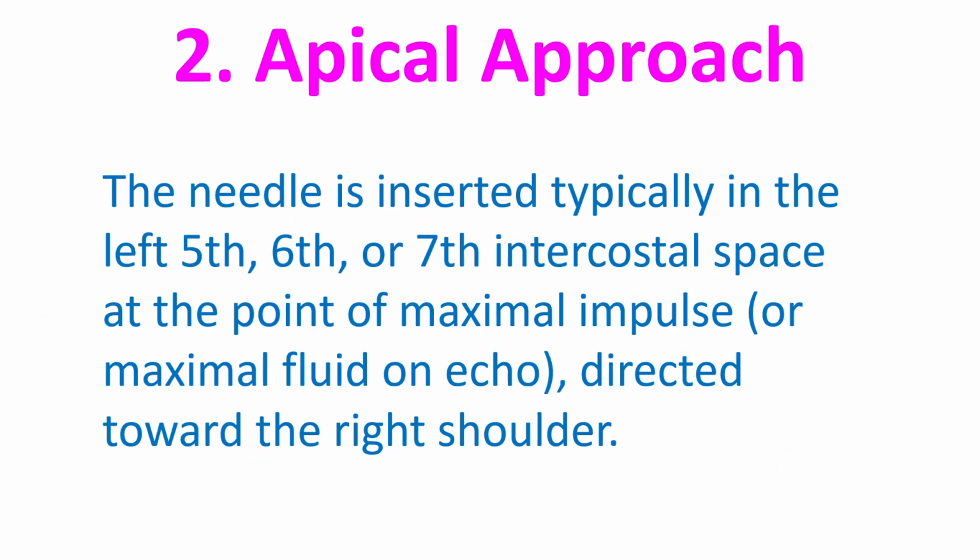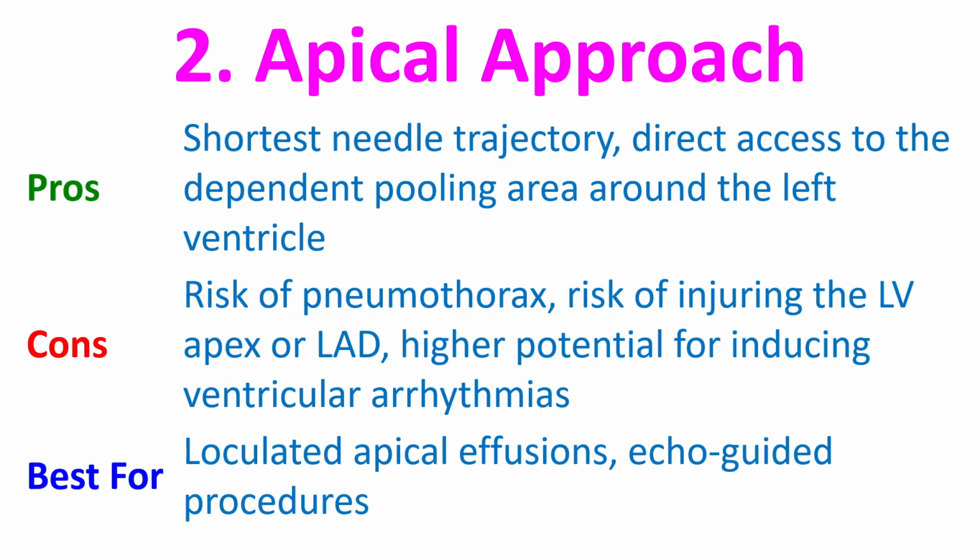Apical approach. The needle is inserted typically in the left 5th, 6th or 7th intercostal space at the point of maximum impulse or maximum fluid on echo directed towards the right shoulder. Advantage: shortest needle trajectory, direct access to the dependent pooling area around the left ventricle. Disadvantage: risk of pneumothorax, risk of injuring the left ventricular apex or left anterior descending coronary artery, higher potential for inducing ventricular arrhythmias. This approach is best for loculated apical effusions, echo-guided procedures.